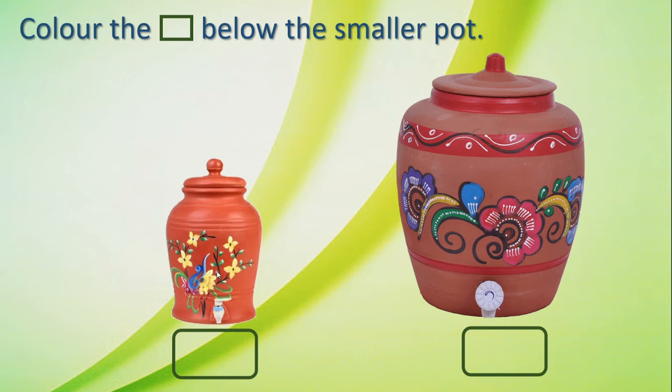Here we have to color the box below the smaller pot. Yes, very good. This is the smaller pot and this is the bigger pot. Correct? So what will we do? We will color the box below the smaller pot. Nice.